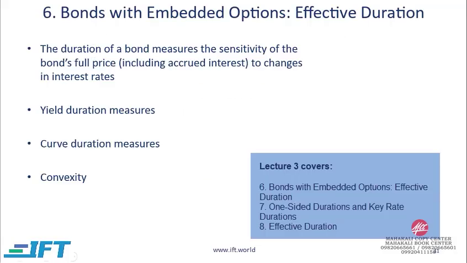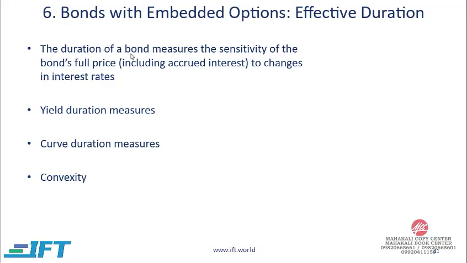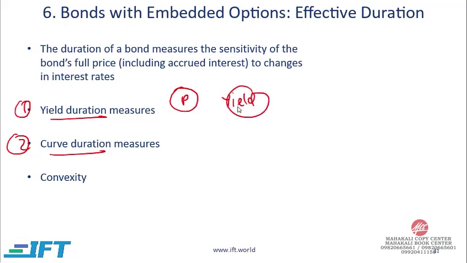The basic measure of interest rate risk is duration. The duration of a bond measures the sensitivity of the bond's full price to changes in interest rates. Broadly speaking, there are two categories of duration measures. We have yield duration measures and curve duration measures. Yield duration measures look at the sensitivity of a bond's price to changes in the yield of that bond.